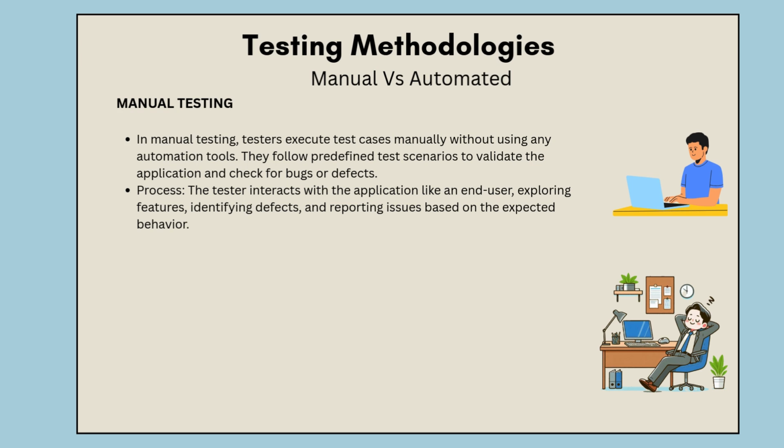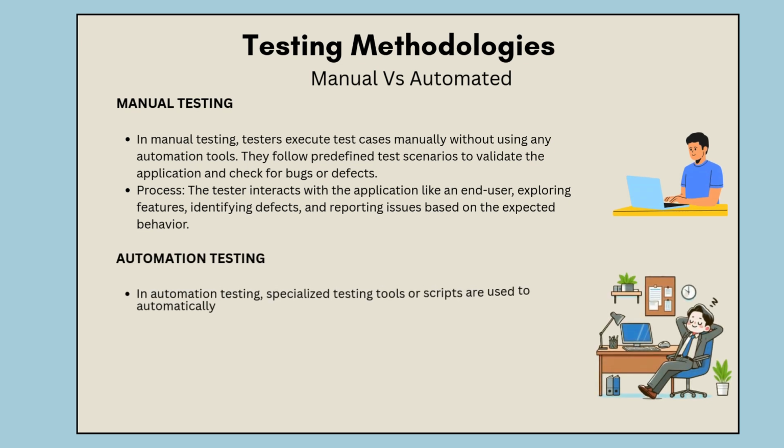So you follow the test scenarios and the test scripts and you validate the application checking for bugs or defects all by hand, meaning you do everything on the website. You log in, you check around, you type. Basically, you use the mouse, the keyboard, and you do everything manually. And the process is the tester interacts with the application like an end user, exploring features, you find defects, and you report the issues based on the behavior.